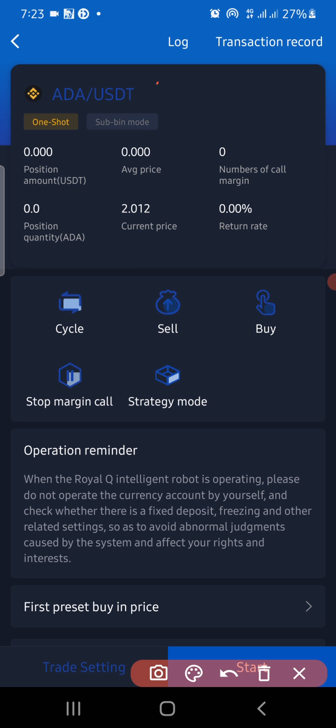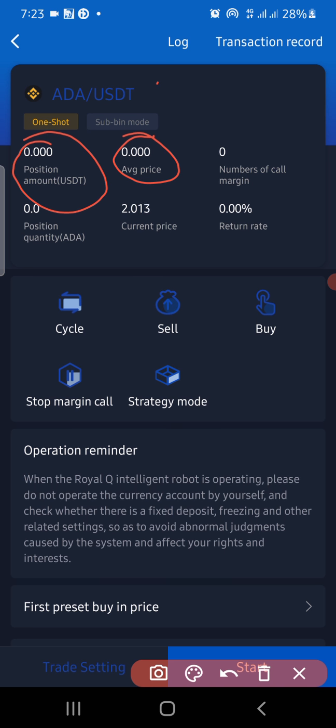I've not started trading ADA. So here, if I started trading ADA, this will tell me the volume of USDT that I've used to purchase ADA already, and this will tell me my average price of all the ADA that I've bought so far. So let's assume I bought ADA 20 times. It will calculate the volume of ADA that I've bought. It calculates the average price of the ADA, then it will be reflecting here.